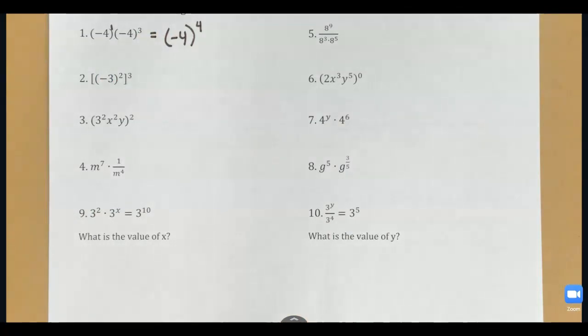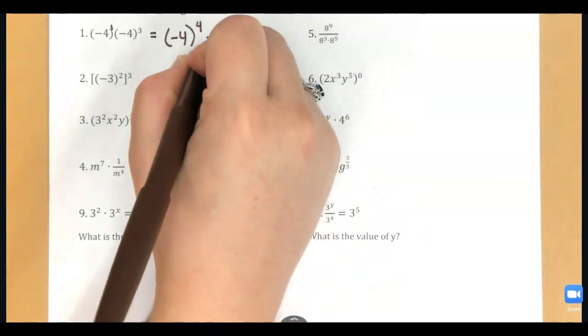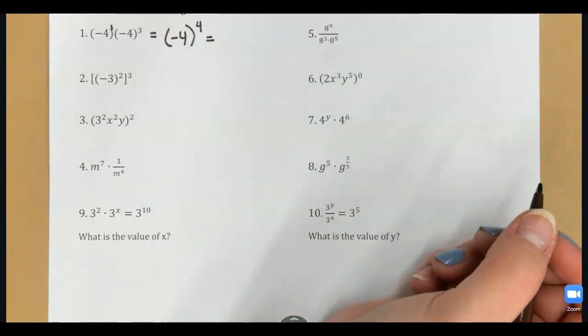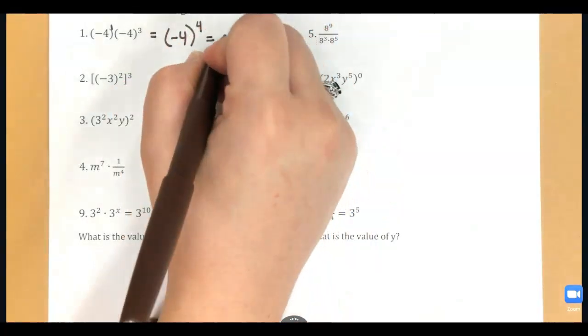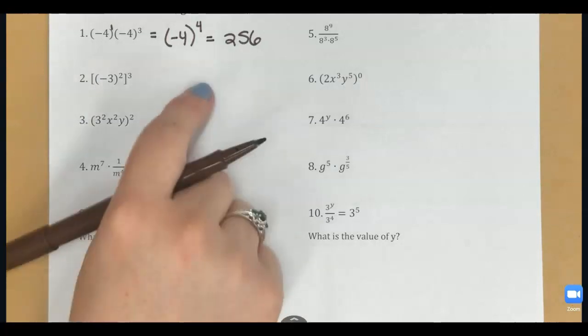And so, remember, a negative to an even exponent is going to give you a positive outcome. And so 4 to the fourth power is 256. Okay, on to number 2.